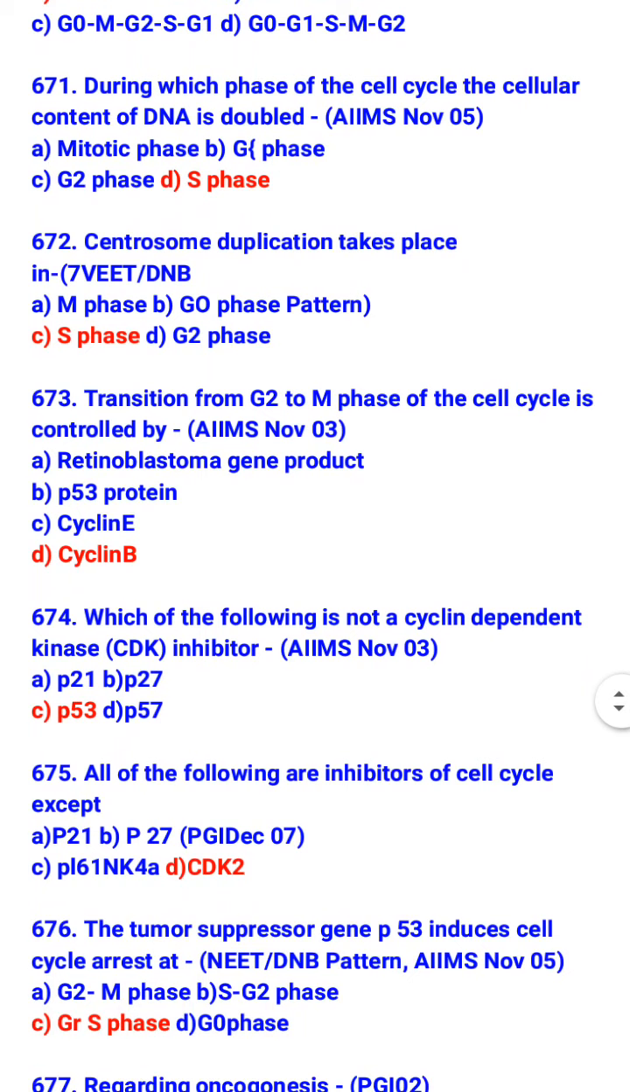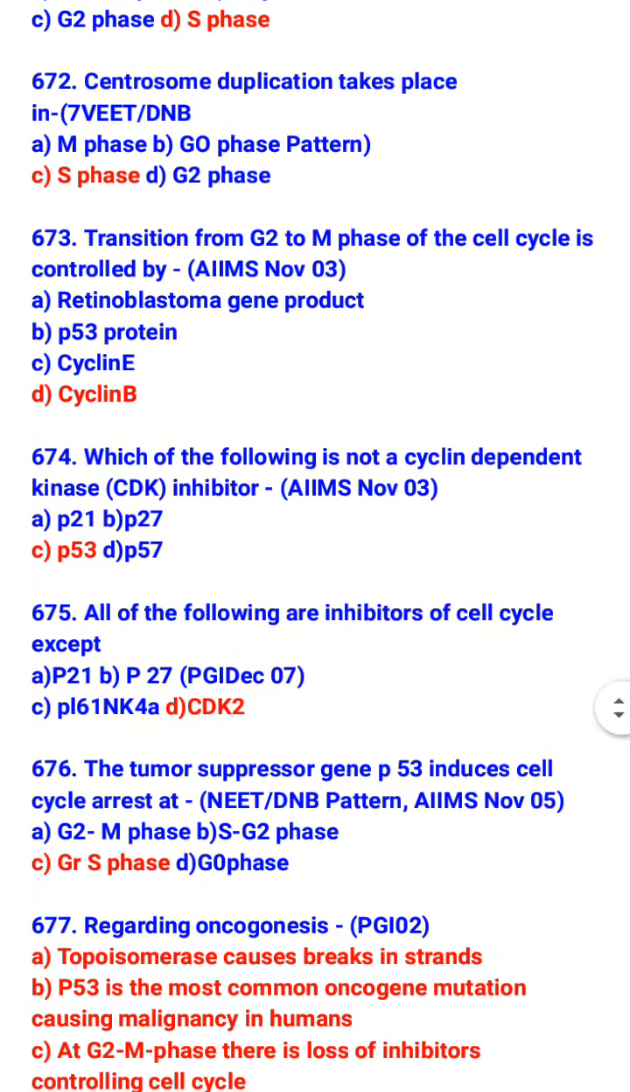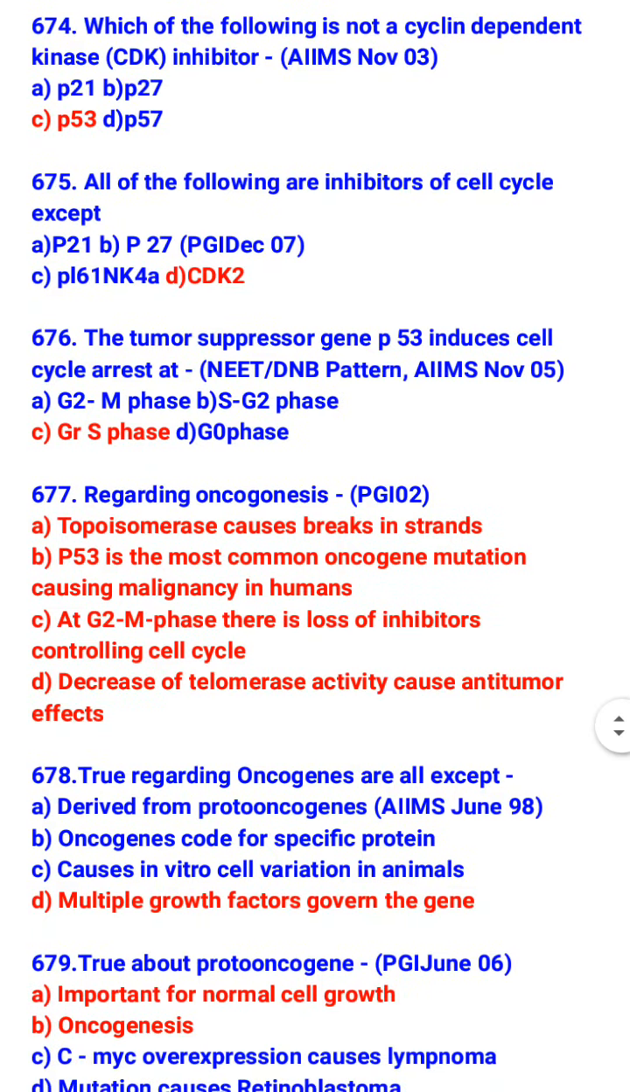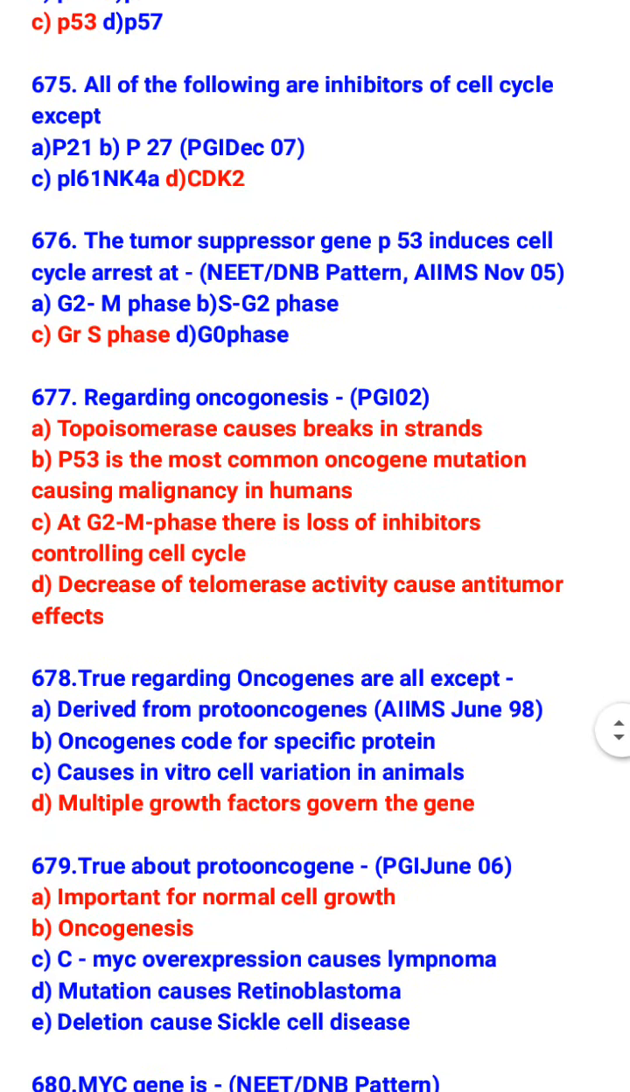Which of the following is not a cyclin dependent kinase CDK inhibitor? P53. All of the following are inhibitors of cell cycle except CDK2. So P21, P27 and P16INK4A are inhibitors of cell cycle. The tumor suppressor gene P53 induces cell cycle arrest at G1/S phase.